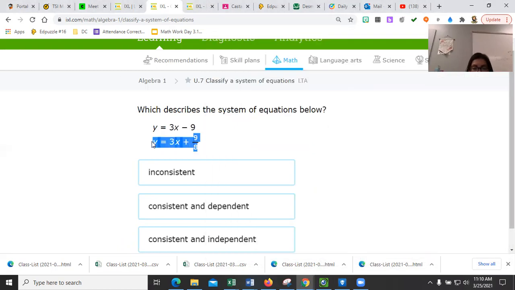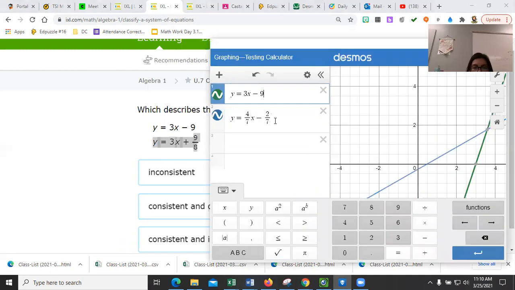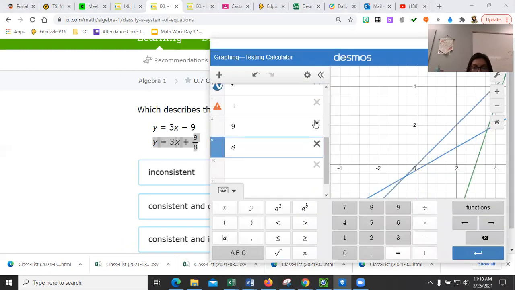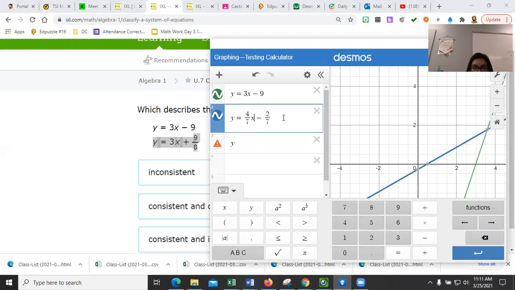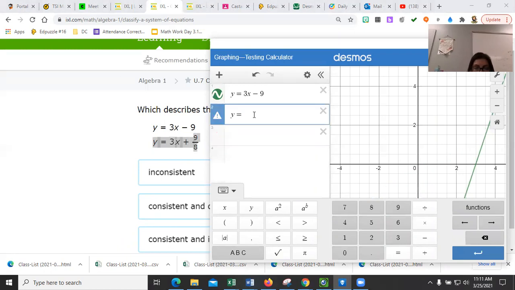I need to download this, type in this one. I think it's gonna mess up the fraction part because I messed up last time, but it's okay. Yeah, see, anytime it does a fraction, it messes up. That's okay, I can type it. So it was y equals 3x plus 9 over 8. But look, they have the same number for the x, the same coefficient of x. That means they have the same slope.